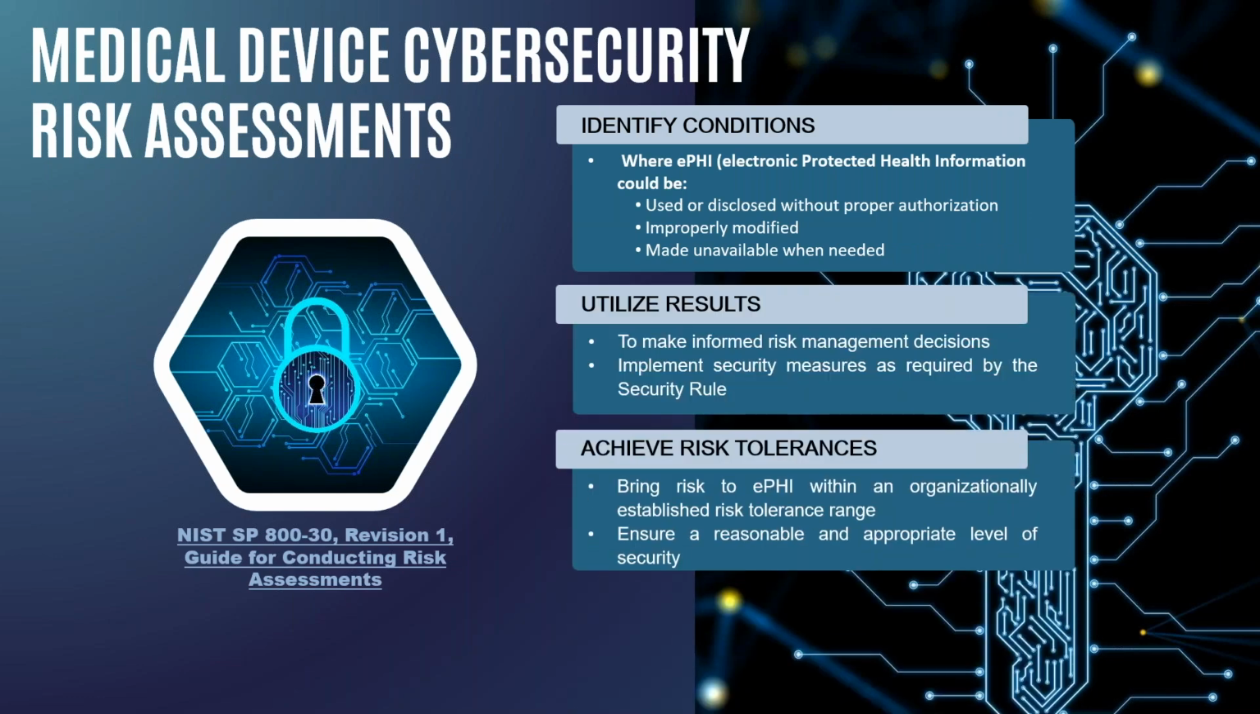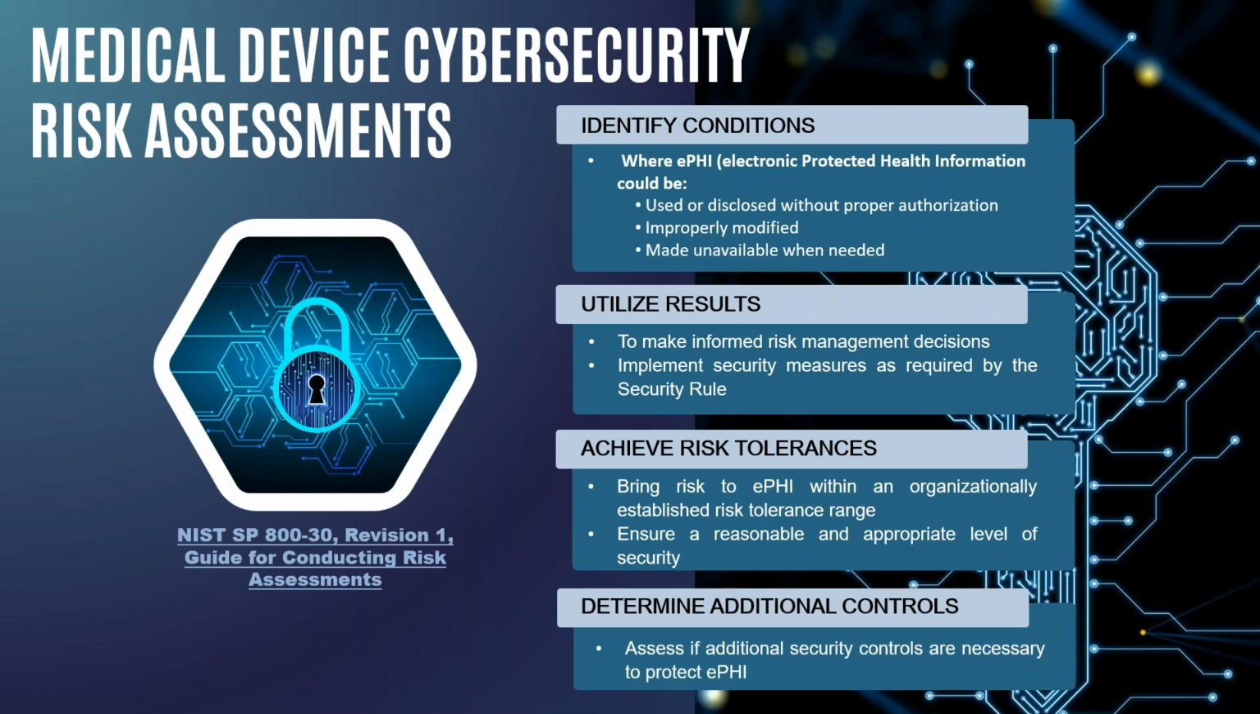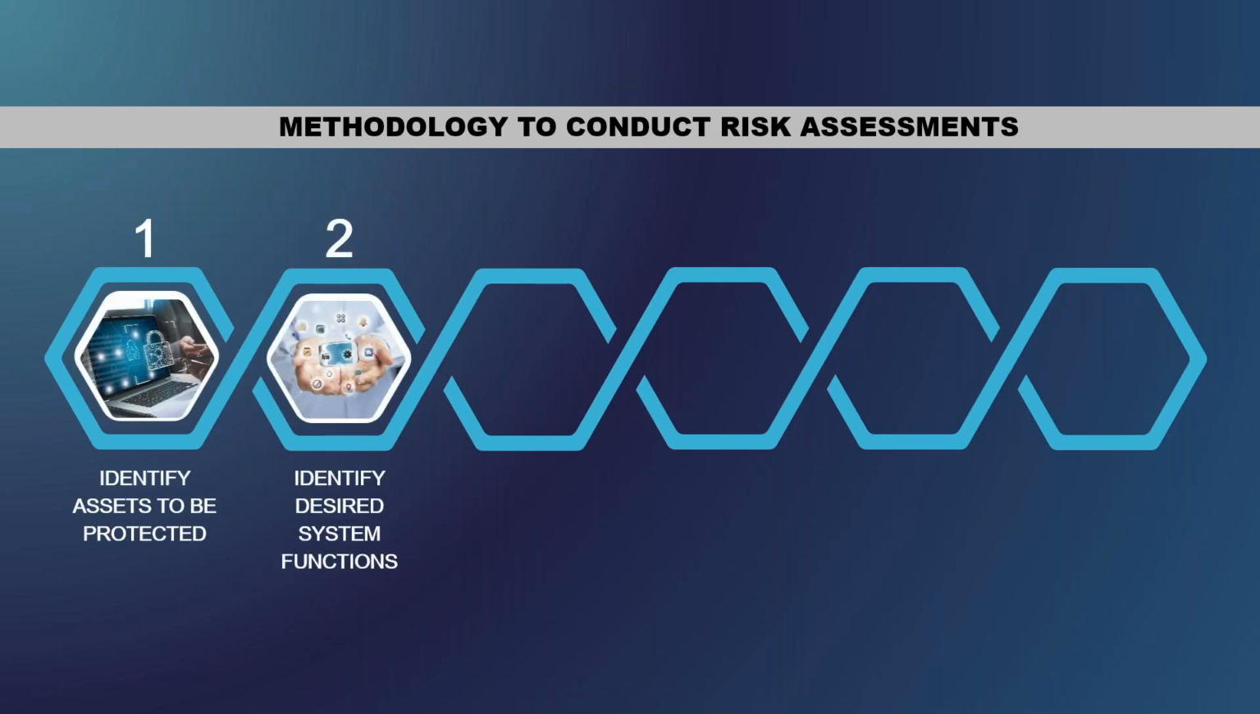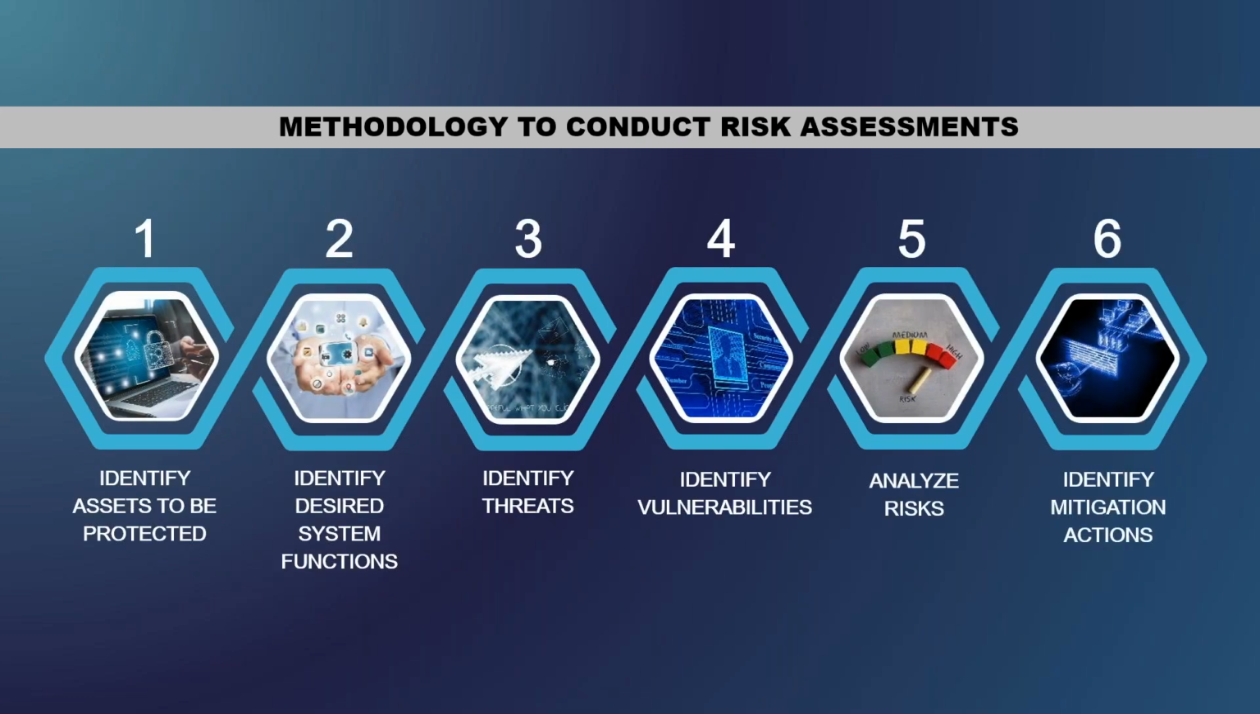Identifying the conditions where the EPHI could be improperly utilized or disclosed without proper authorization; utilizing those results to make risk-based decisions and then implement those security measures; and then using those results to properly establish a risk tolerance range, ensuring there's a reasonable and appropriate level of security in place. And then finally determining if there are any additional controls needed to protect that EPHI.